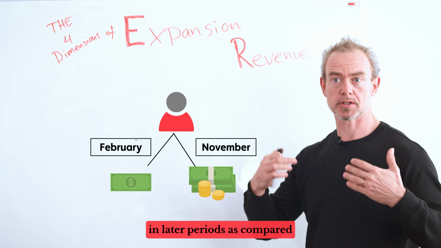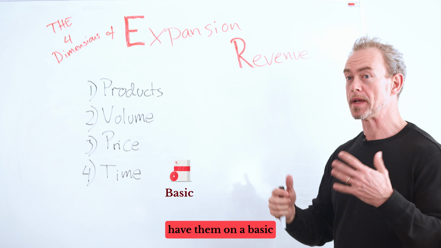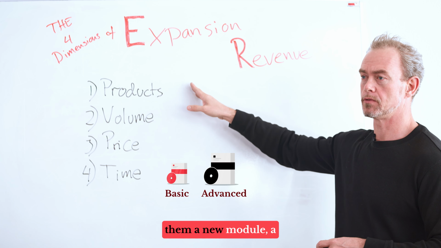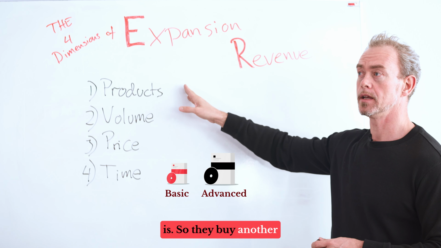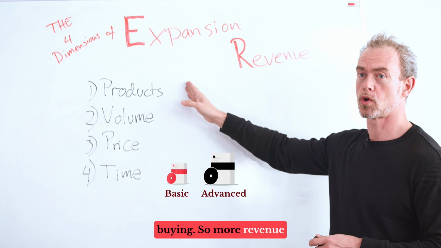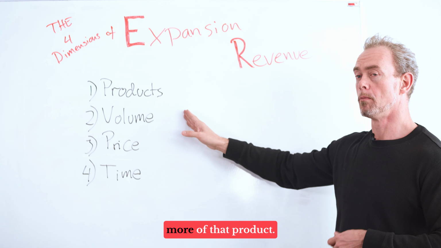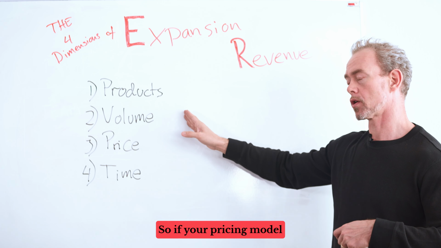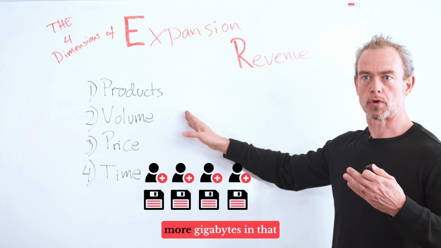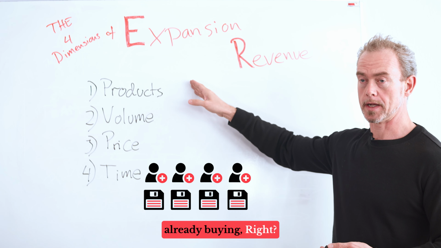So if we have a customer and they're currently buying something from us for $100, one way to expand them is to sell them different kinds of products. So let's say that we have them on a basic version of our software. We could sell them the advanced version. We could sell them another add-on. We could sell them a new module, a service, whatever it is. So they buy another thing from us. So new functionality, another product than what they're currently buying. So more revenue. Or we could sell them more of that product. So if your pricing model runs on, let's say, a price per user or price per gigabyte or whatever it is, they can buy more users and more gigabytes in that same product that they're already buying, right?